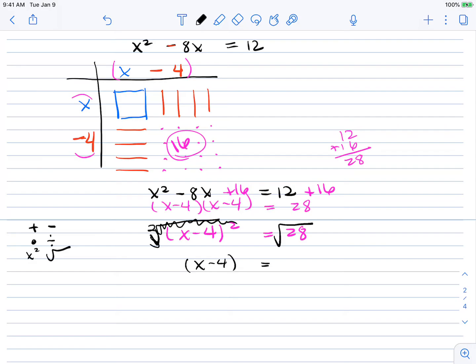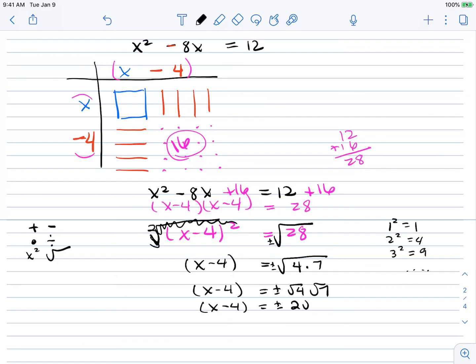And I can simplify my radical because I have a perfect square in it. So I know that my perfect squares are like 1 squared is 1, 2 squared is 4, 3 squared is 9, and so forth, right? That's how that works. And I know that this is the same thing as saying I have the square root of 4 times 7. And 4 is a perfect square because 2 times 2 is 4. So I can say that this is going to be a plus and minus. This is the same as saying I have x minus 4 equals plus or minus the square root of 4 and the square root of 7. And the square root of 4 is 2. So I've got x minus 4 equals plus or minus 2 radical 7.